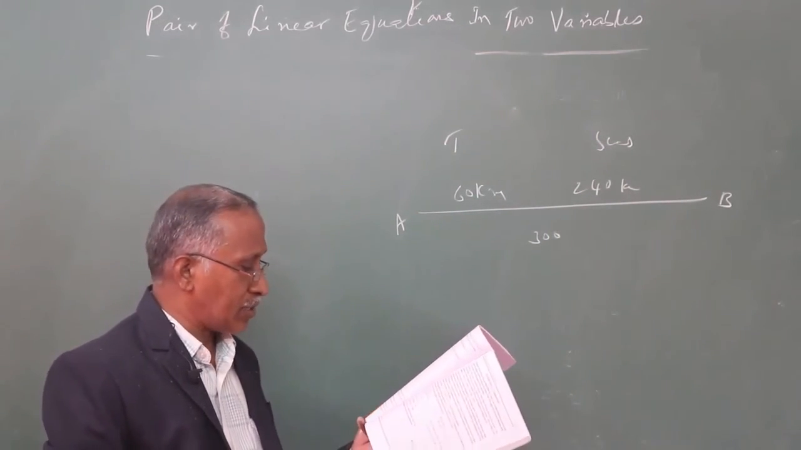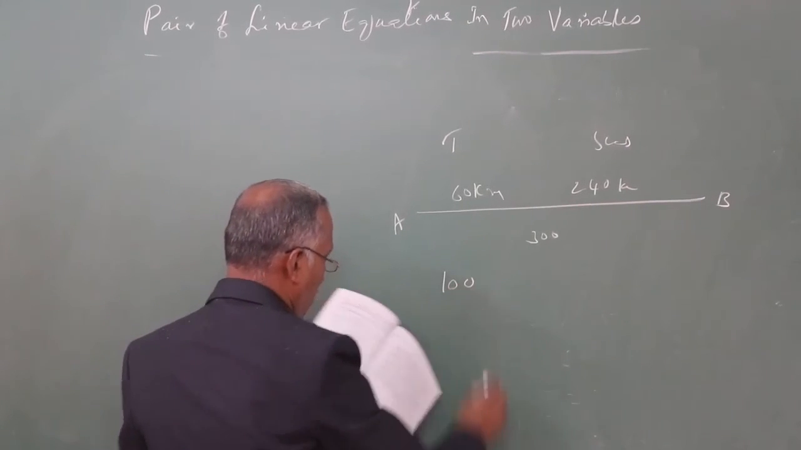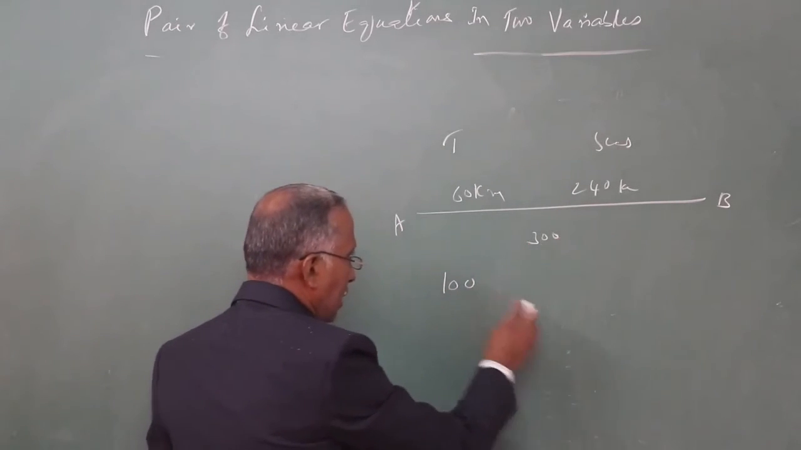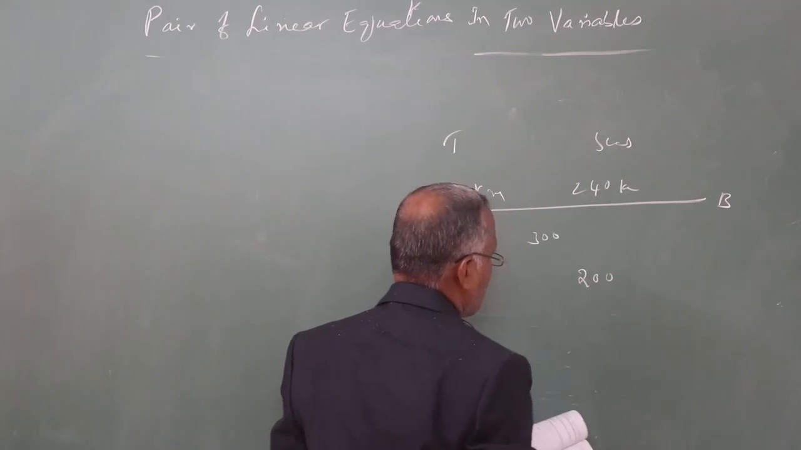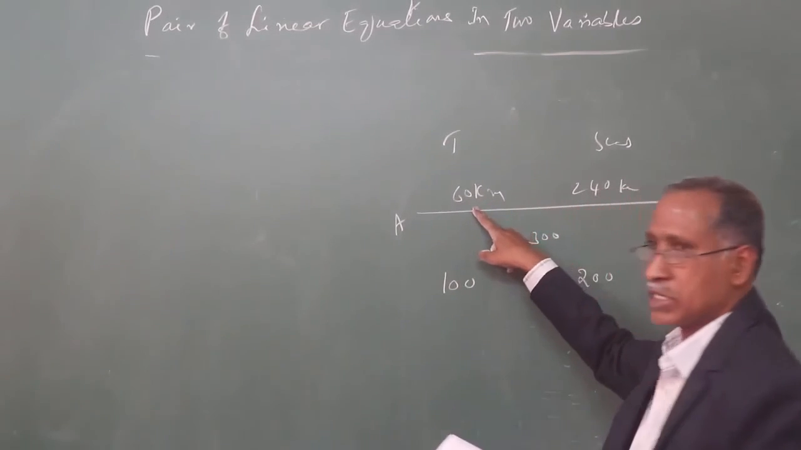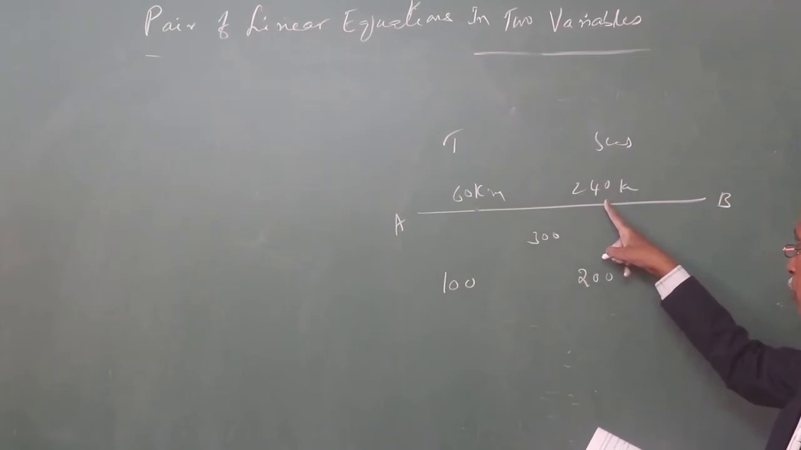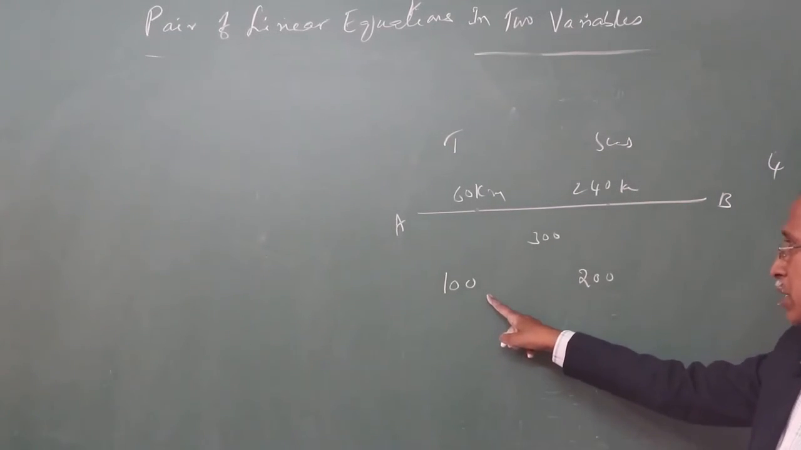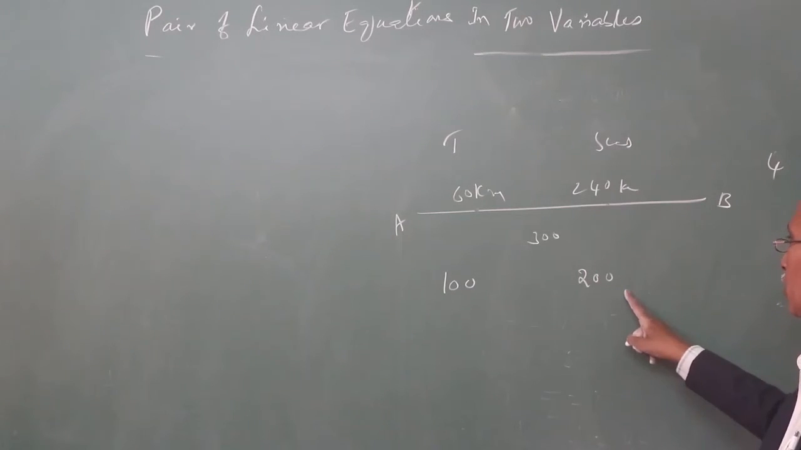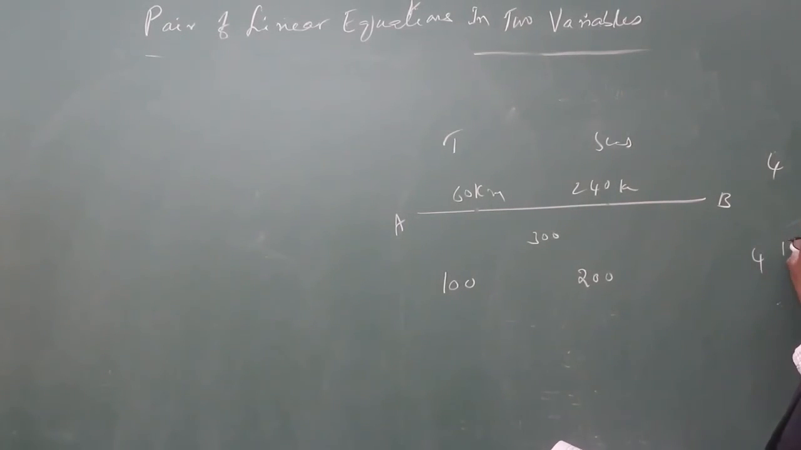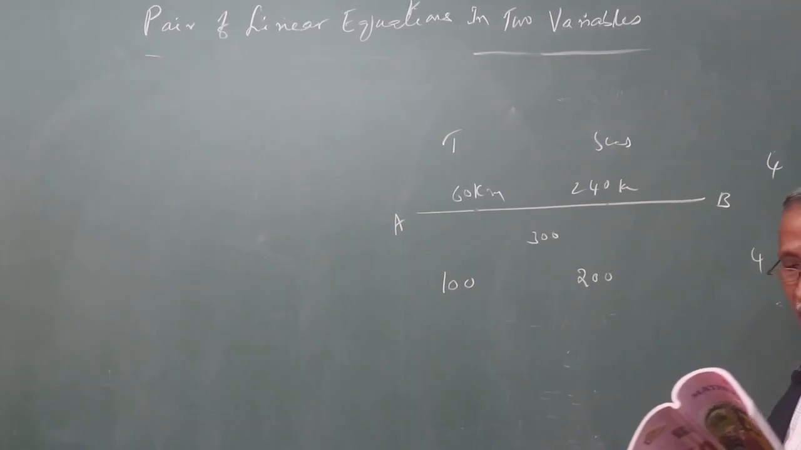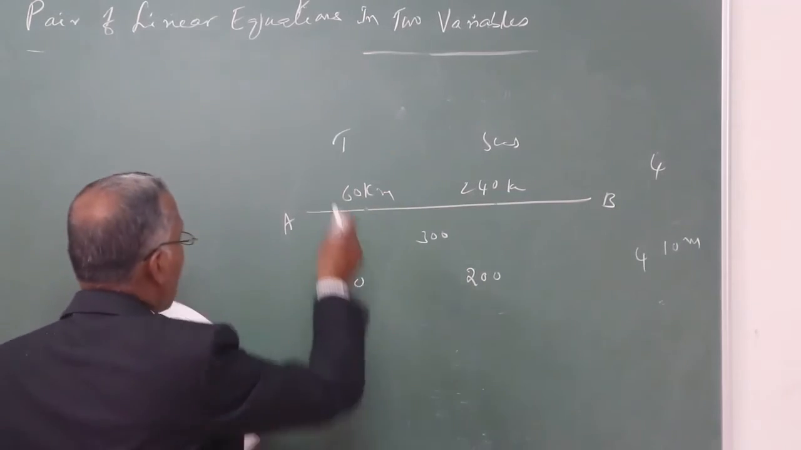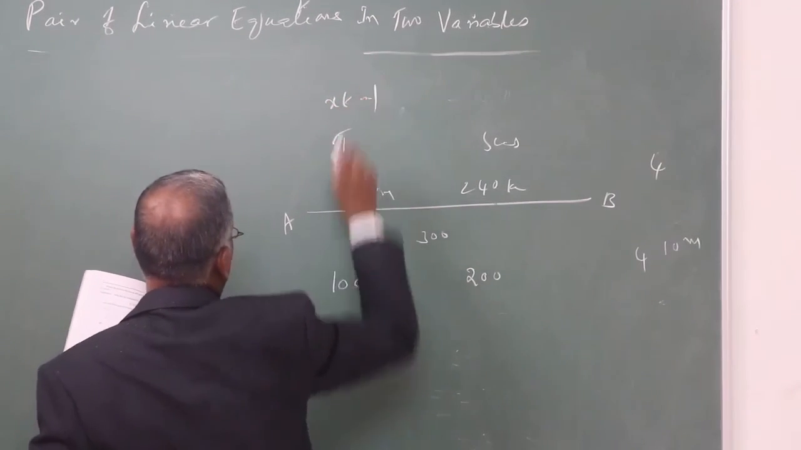In the second case, if she travels 100 kilometers by train and the remaining by bus, the remaining distance means 300 minus 100, which is 200 kilometers. When she traveled 60 kilometers by train and 240 kilometers by bus, totally she takes 4 hours. In the second case, when she travels 100 kilometers by train and 200 kilometers by bus, she takes 4 hours and 10 minutes. Then they ask to find the speed of the train. We do not know. Let the speed of the train be x kilometers per hour.